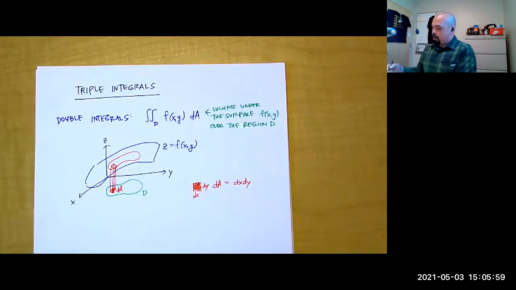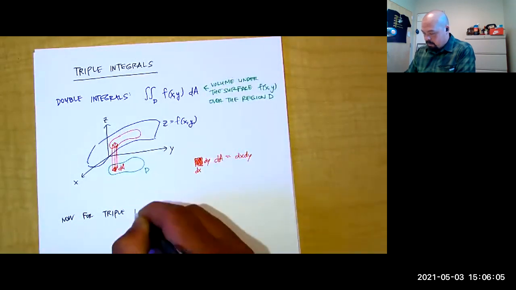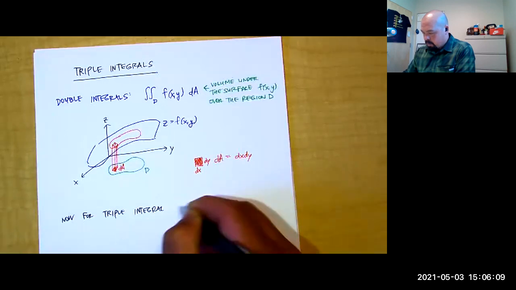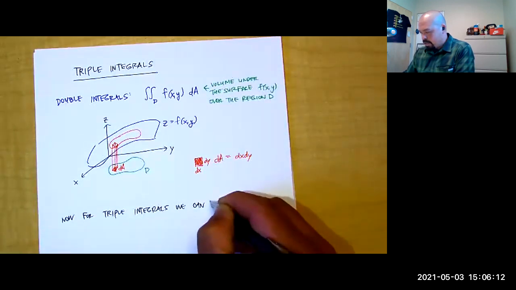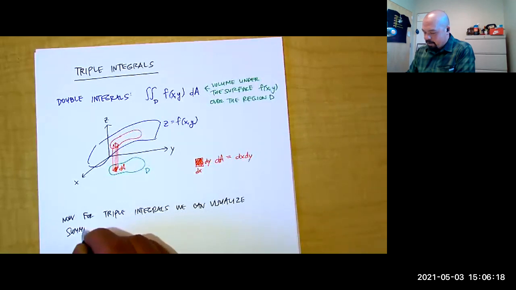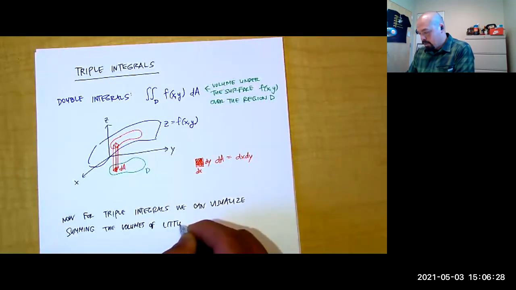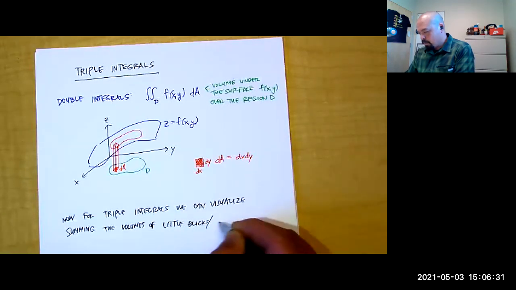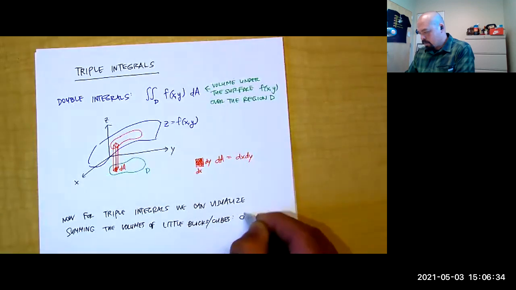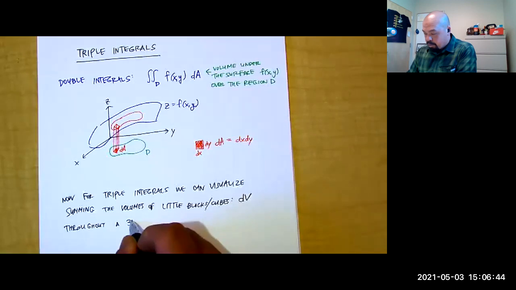So now, for these triple integrals, we can visualize summing, adding together the volumes of little blocks or cubes, dV, throughout a kind of 3D space.